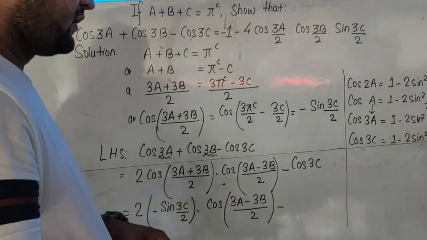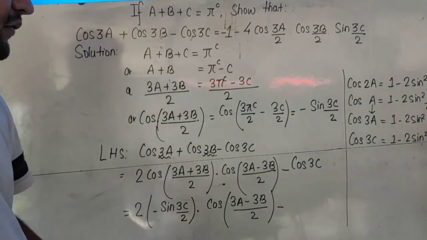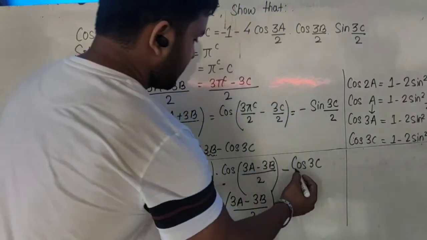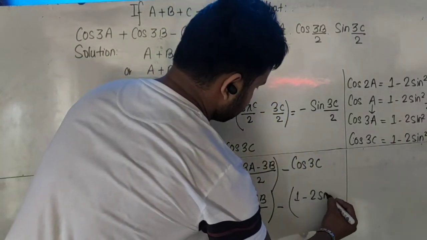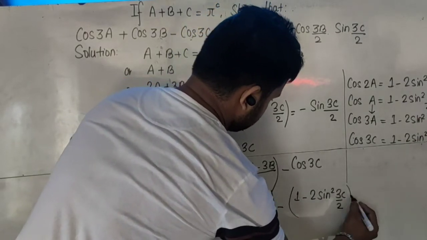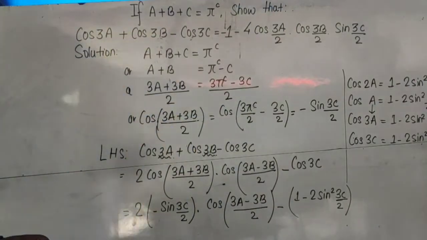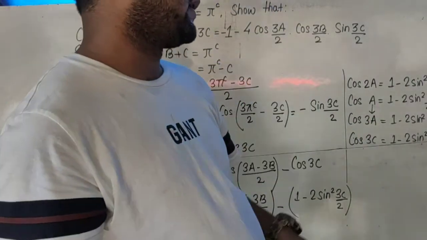Now what are we looking for? We are looking for the formula for cos 3c where there is sine 3c by 2, so I can apply this formula here. In place of minus cos 3c, I can write here 1 minus 2 sine square 3c divided by 2, as it is in this way. I hope we are clear here. We have the formula of cos 2a as 1 minus 2 sine square a.